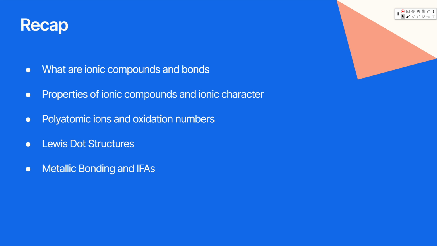Recap of the video: you have what are ionic compounds and bonds, properties of ionic compounds and ionic character, polyatomic ions and oxidation numbers, Lewis dot structures, metallic bonding, and IFAs.